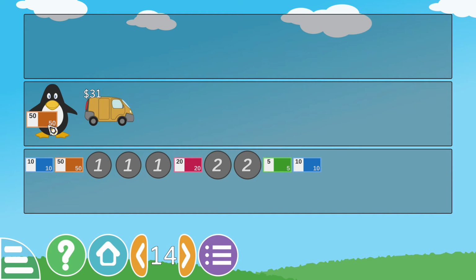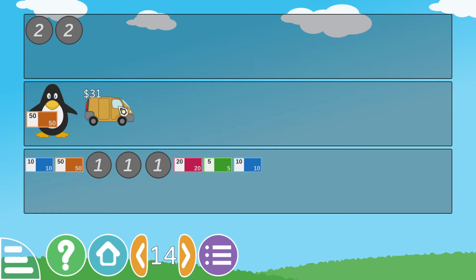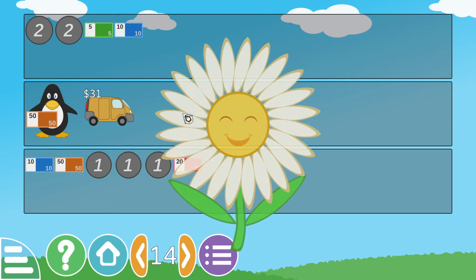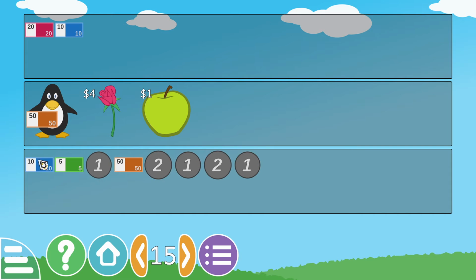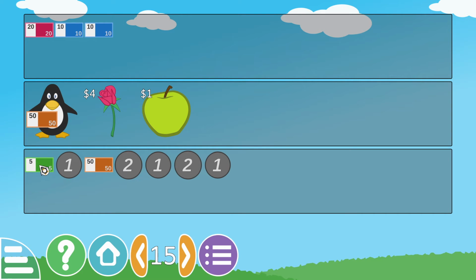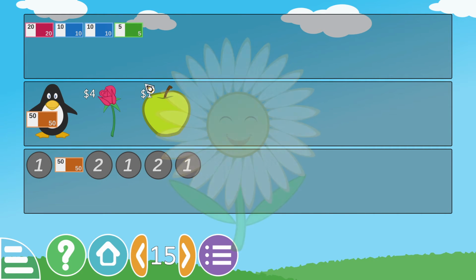Buying a $31 toy and $5, which gives me, I'll give $4 out to bring it up to 35. $5 note brings it to 40, and then 10 brings it up to 50. So with the $50 note, I've got to give $45 change. I'll do that all in notes.